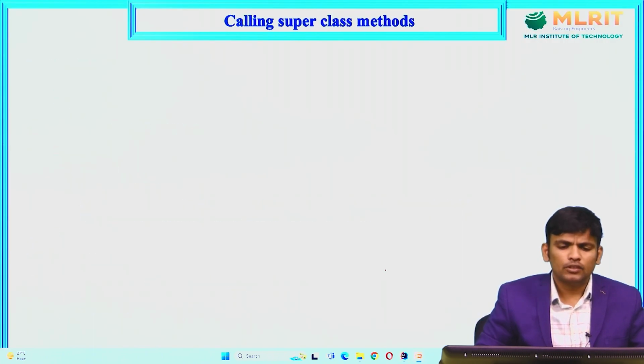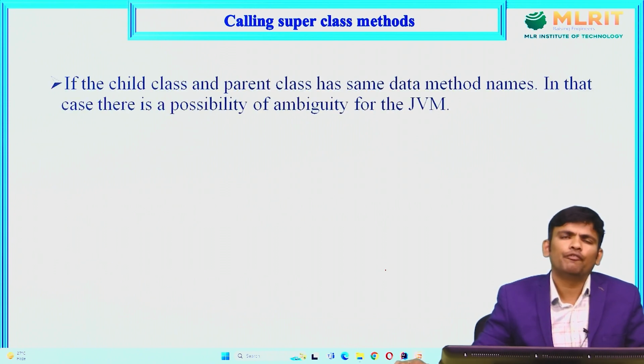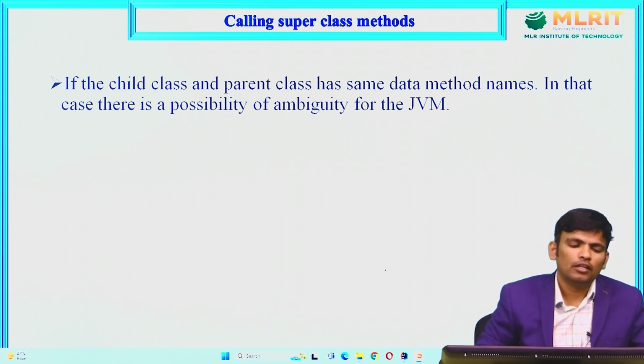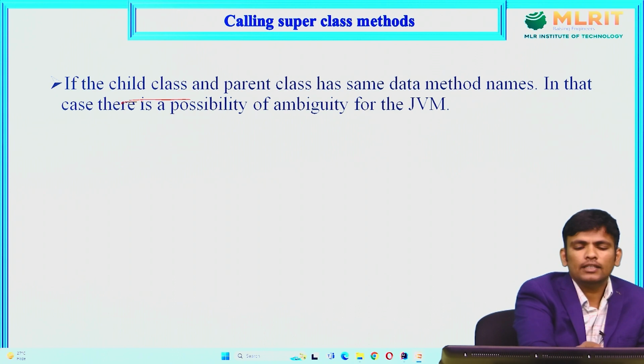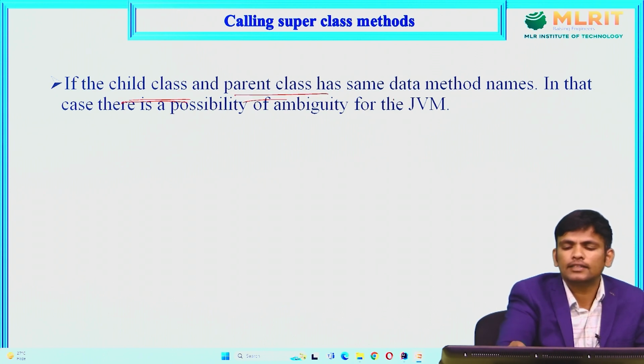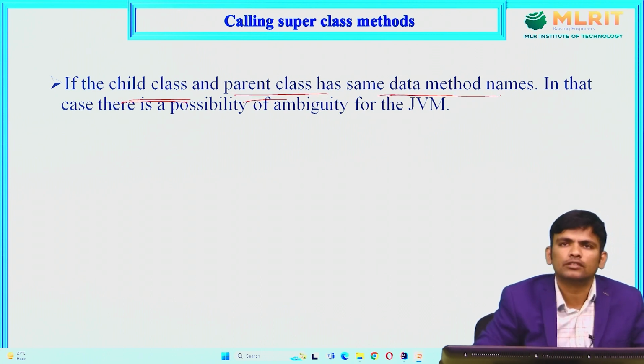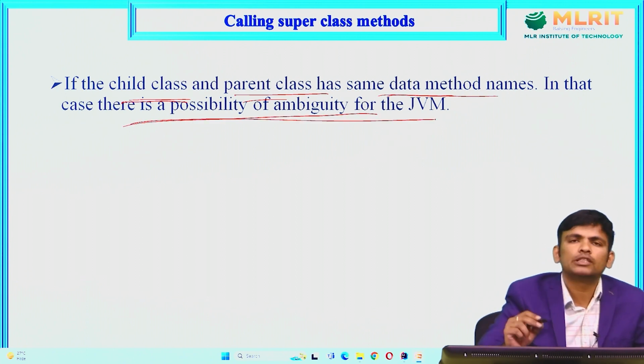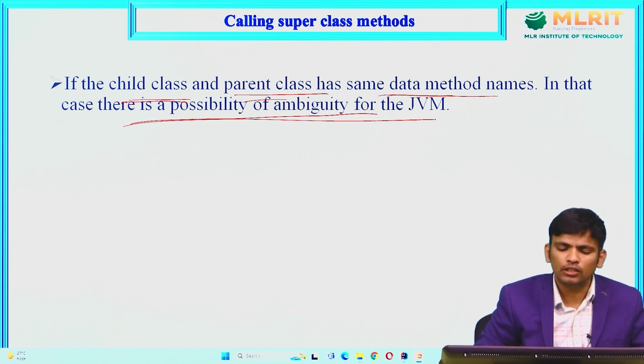Next, calling super class methods. As I mentioned, using the super keyword we can also call parent class methods. Suppose the child class and the parent class have the same method names. In that case there is a possibility of ambiguity for the JVM about which method has to be executed. As I just explained with respect to variables, the same applies to methods if the child class and the parent class have the same method names.